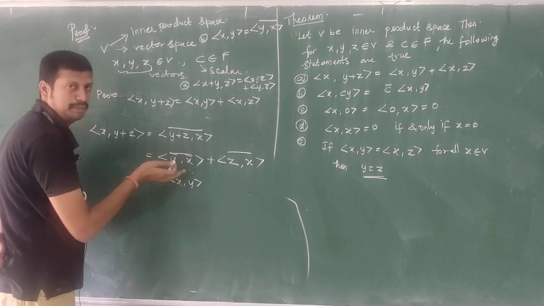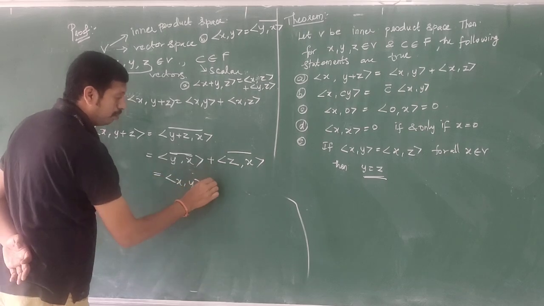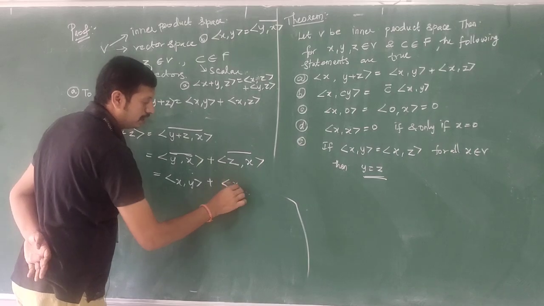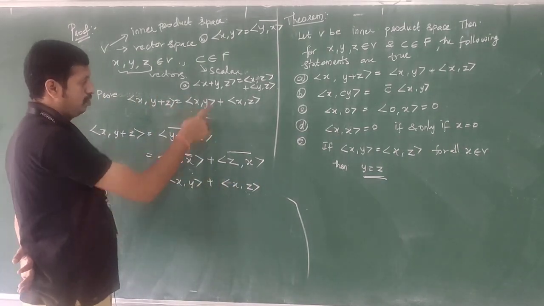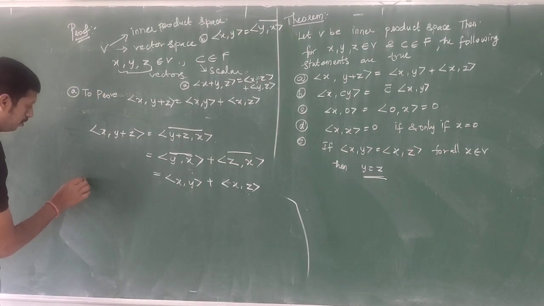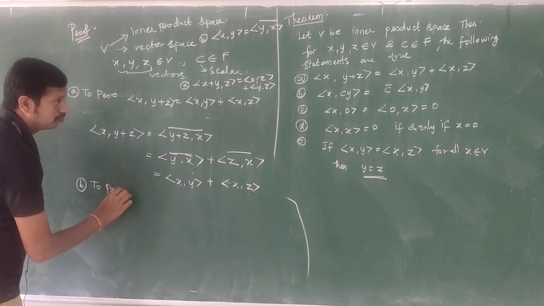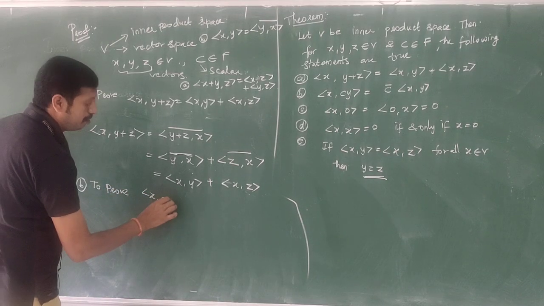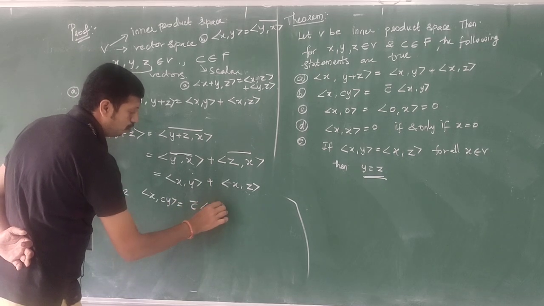So, y comma x the whole bar can be written as x comma y. y plus z comma x the whole bar can be written as x comma z. That's all. So, this is the proof which we get. Okay. Next one, B. So, to prove x inner product x comma c y equal to c bar x comma y.